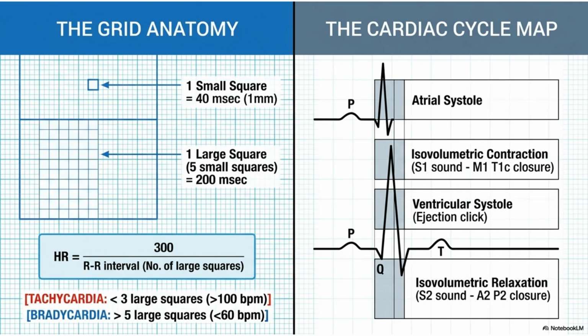To read an ECG, you must understand the paper it's written on. One small square represents 40 milliseconds, 1 millimeter, and one large square equals 200 milliseconds.